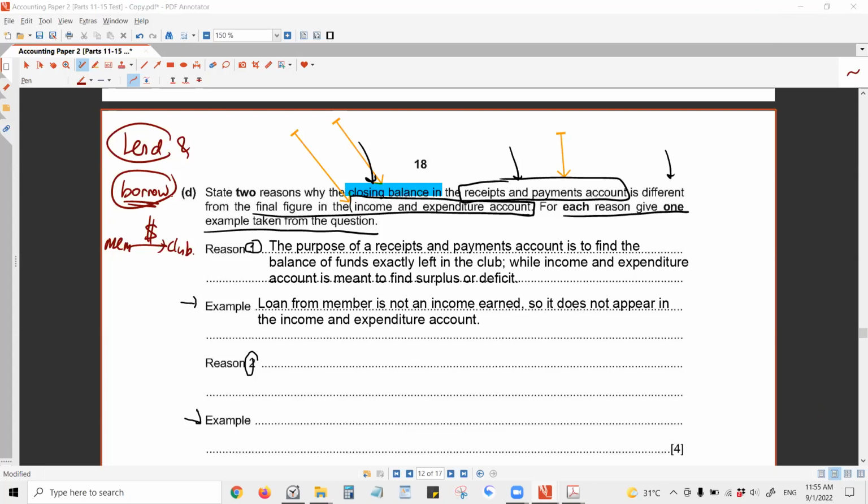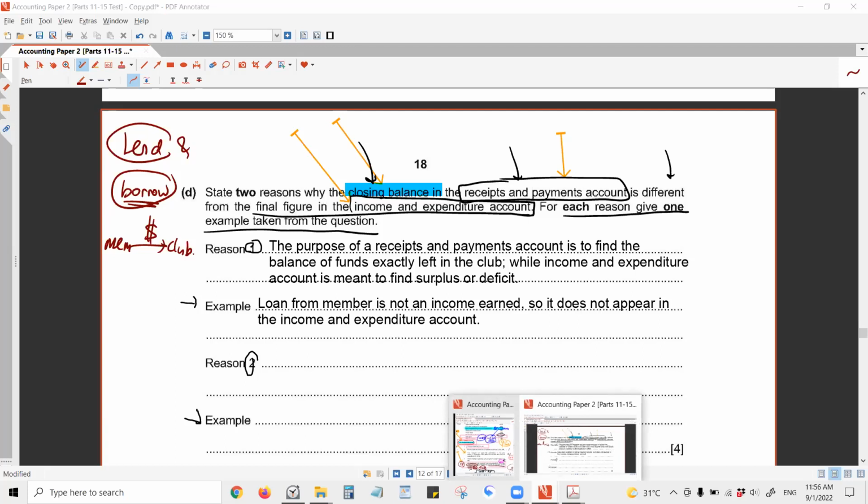Yeah, correct. Borrowing means that you would receive and use the money. Lending means you are giving somebody that loan. Okay, we look at reason two. Shall we? Let's look at reason two.